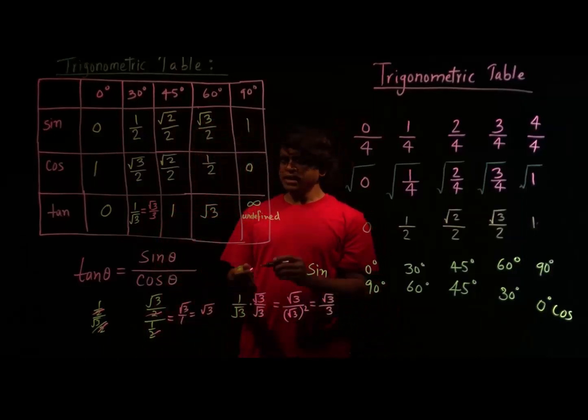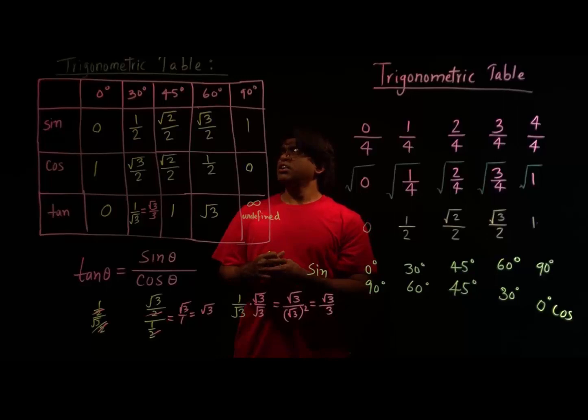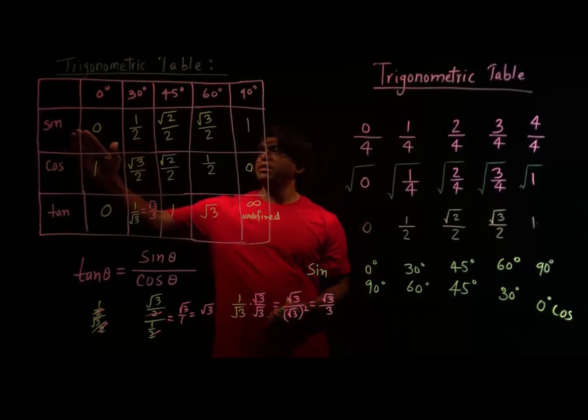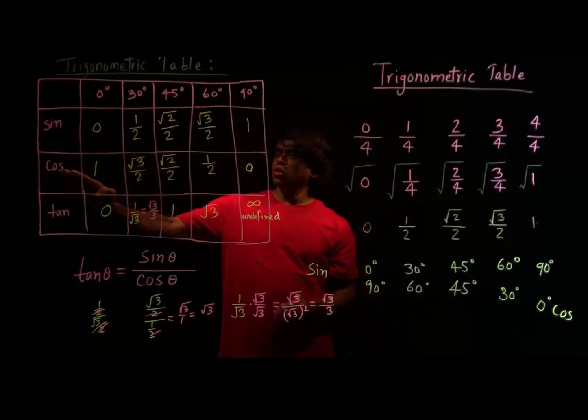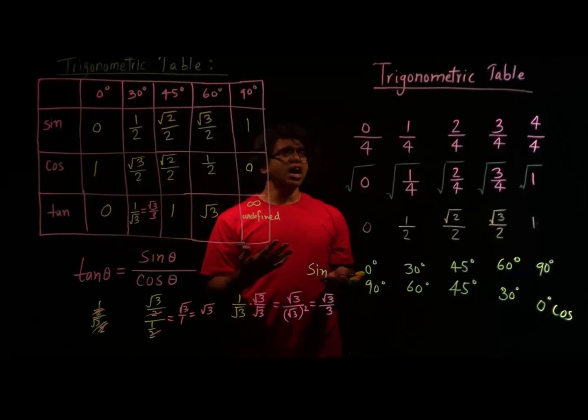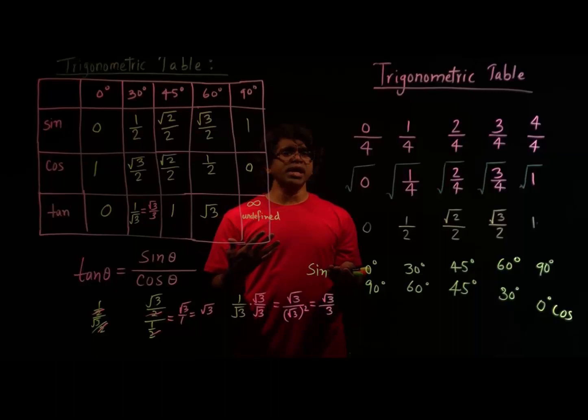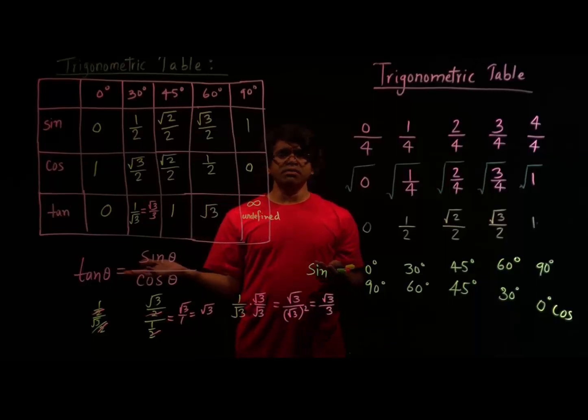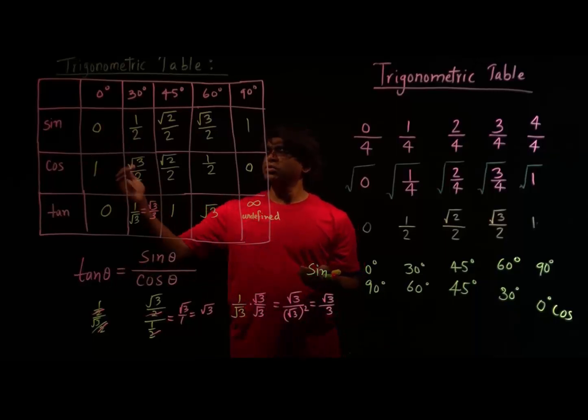So as you can see, we got our trigonometric table for sine, cosine, and tangent. And this is how we create our trigonometric table for sine, cosine, and tangent.